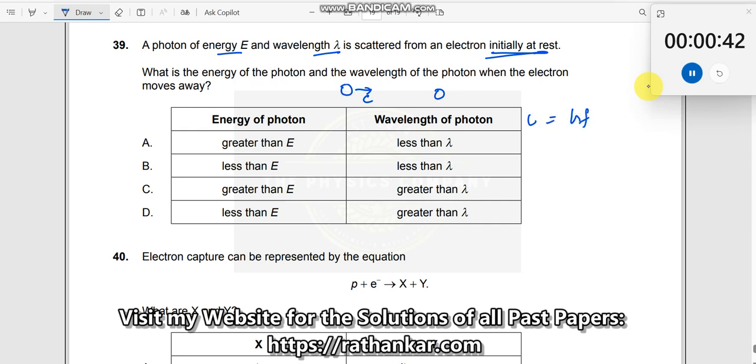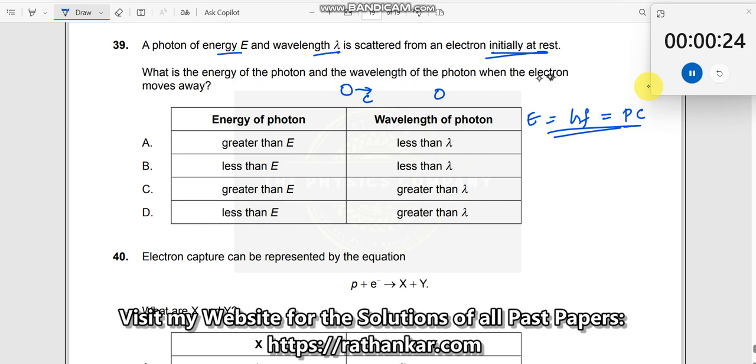Energy is equal to hf. We already know this: hf is the energy here, and it also has a momentum. What is the momentum? Momentum and energy are related by the equation E = PC. Now with this basics, let us start. A photon of energy E will come and strike the electron, and then what will happen? What is the energy of the photon and the wavelength of the photon?